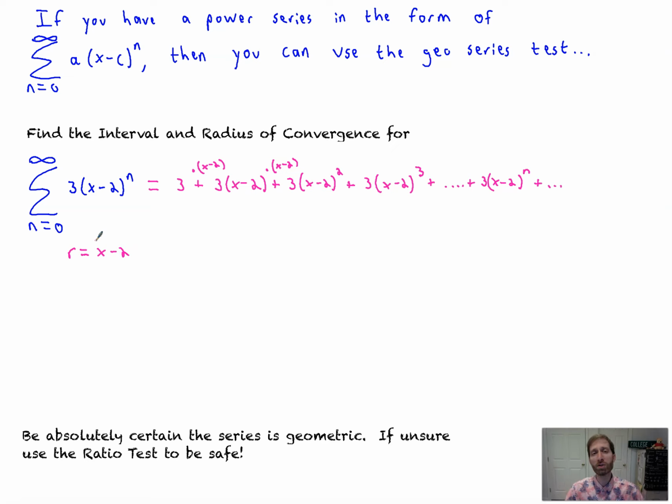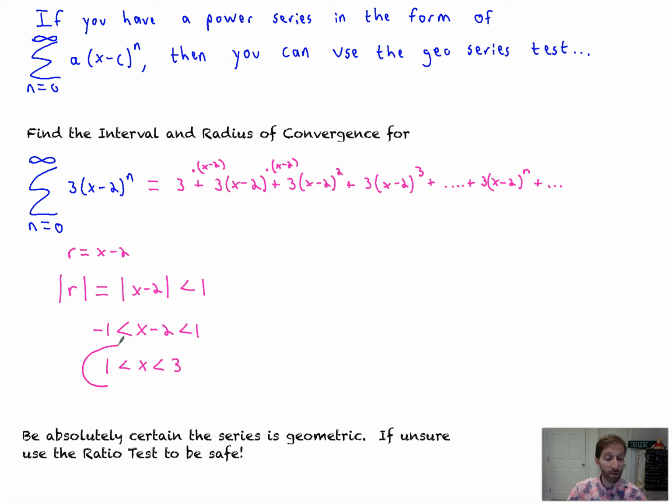And what do we know about a geometric series? They converge if and only if the absolute value of r, which in this case is the absolute value of x minus 2, is strictly less than 1. And we know that geometric series diverge if r is even equal to 1. So that means we don't have to test the endpoints, because we know that this will converge within this interval here. So that'd be x minus 2 is less than 1, which is greater than negative 1. We add 2 to both sides, we get 1 is less than x is less than 3. And that is your interval of convergence.